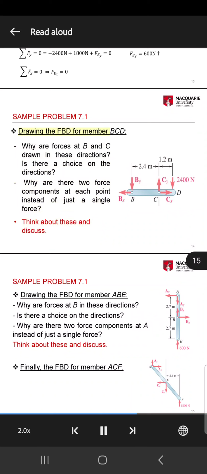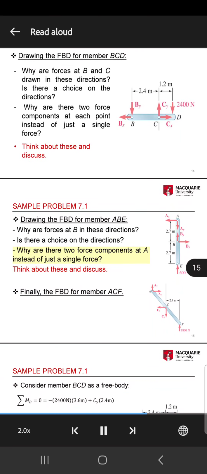Think about these and discuss. Drawing the FBD for member BCD. Drawing the FBD for member ABE. Why are forces at B in these directions? Is there a choice on the directions? Why are there two force components at A instead of just a single force?